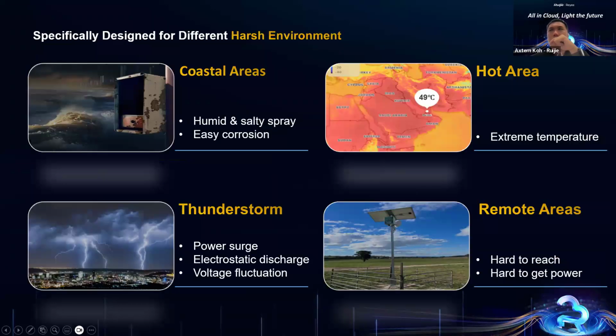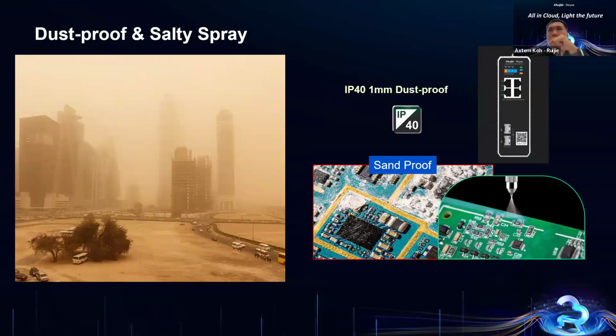This is a special design for coastal areas, hot areas, thunderstorms, and even remote plantation areas. This is also how we make the device come with IP40 protection. On the PCB board of these switches, we did a special process: we sprayed one layer of conformal coating to protect the board, making it last longer compared to without the conformal coating.